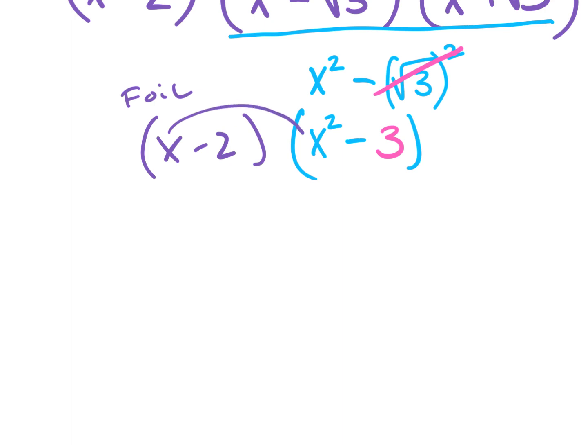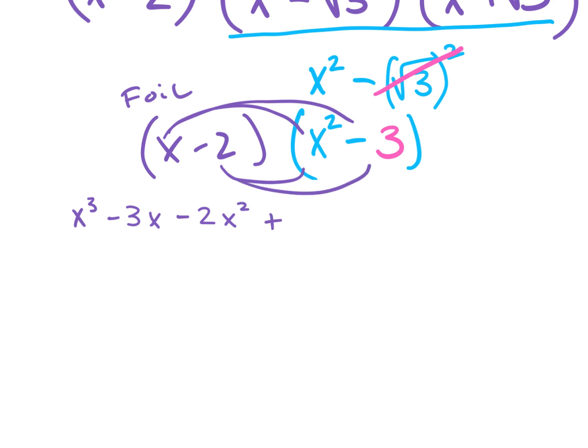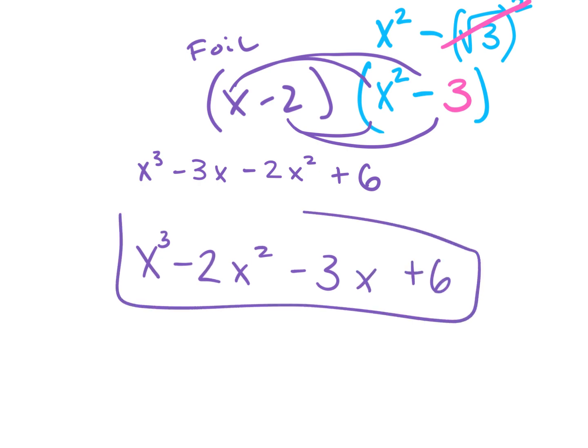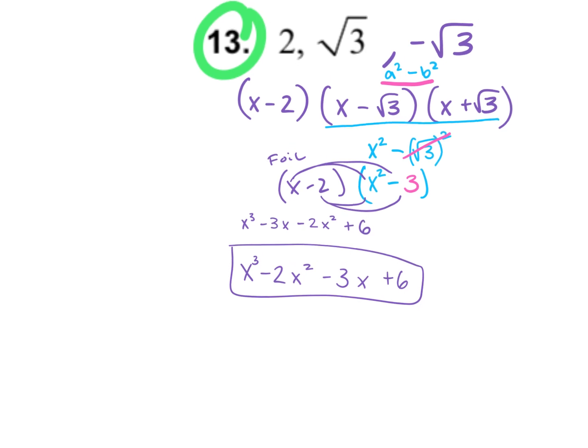So what's x times x squared? X to the third power. X times negative 3. Then negative 2 times x squared. Negative 2x squared. And negative 2 times negative 3. 6. Last step, we want to put it in standard form. So x cubed minus 2x squared minus 3x plus 6. So that would be our answer.